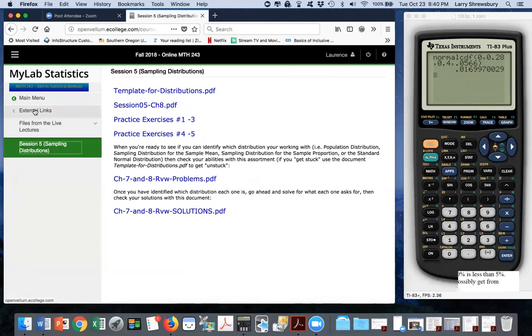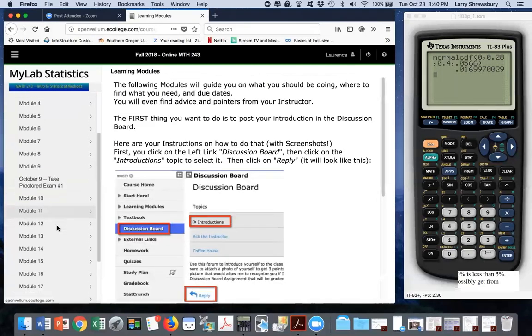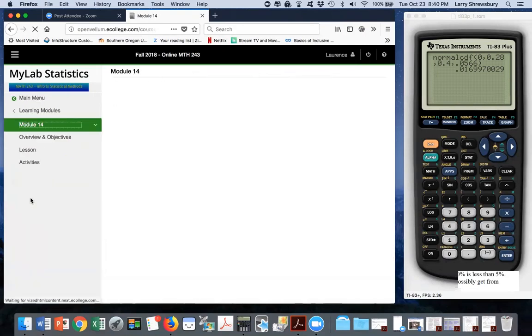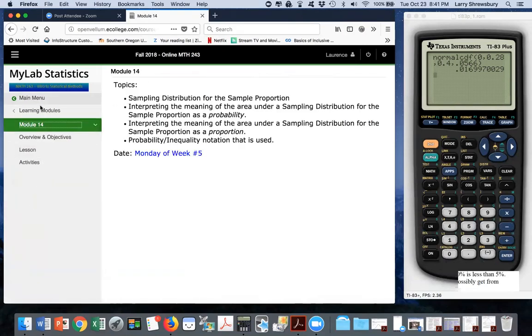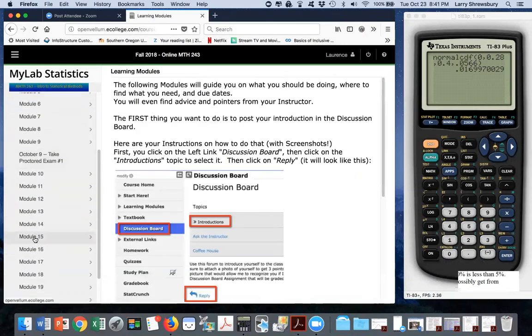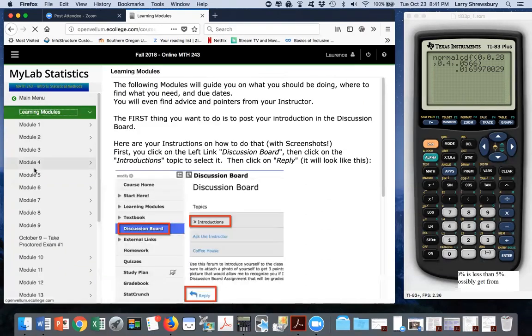Now let's get back over here to the main menu and over here to the learning modules. And let's see here. Let's go to 14. Yeah, so 14 covered the sample proportion. So then when you get to 15, this is the one where you're kind of reviewing the two. Just getting a little more time to get it to sink in.